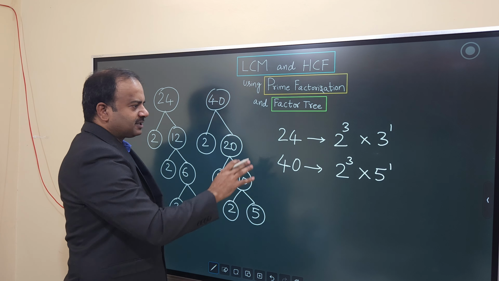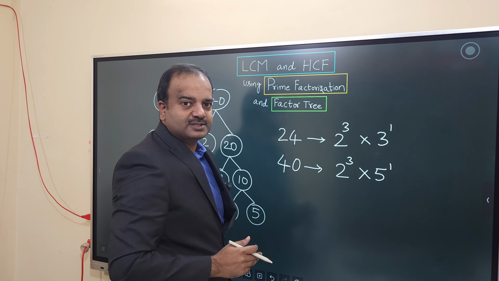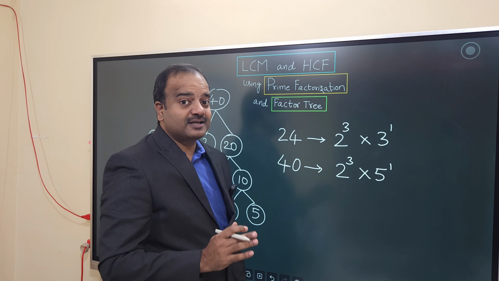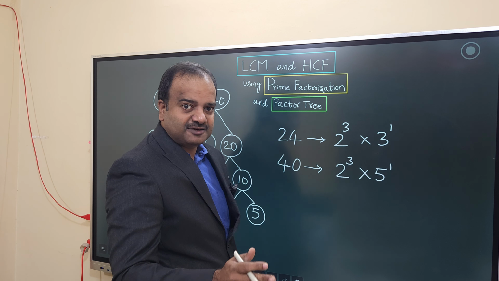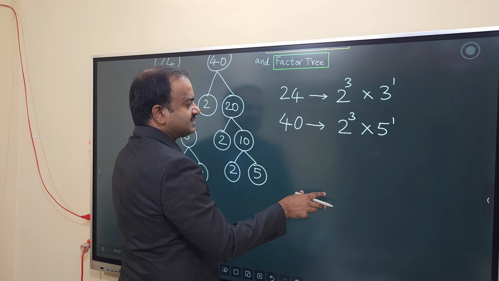Okay, now we got the prime factors. So this is called prime factorization, with the factors 2, 3 and 5 written in prime factorization format. Now we need to find the HCF and LCM. For HCF, let's make it very easy.